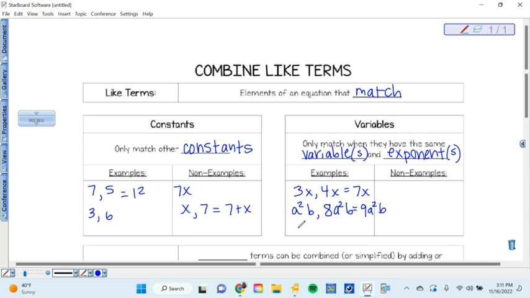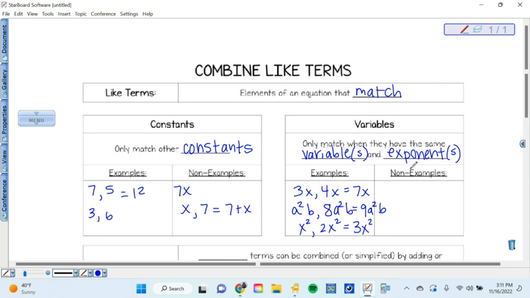Or just a little simpler, if I have x squared and 2x squared. Same variable, same exponent. What do I get when I combine x squared and 2x squared? 3x squared. A lot of people want to start multiplying and doing crazy things, but when we're just combining like terms, all we're doing is adding.